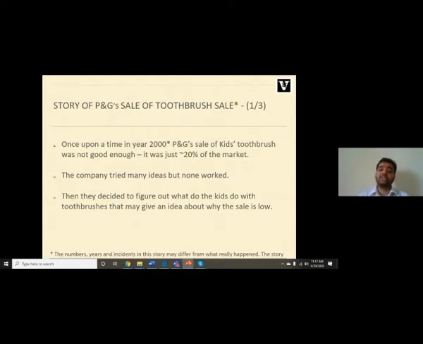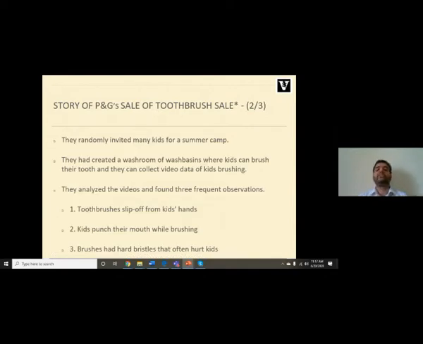After getting tired of all those things, they finally decided to figure out what kids do with toothbrushes that might give an idea about why the sales were low. To recognize why the sales were low, they randomly invited many kids to a summer camp. In the summer camp, they had created a washroom full of wash basins where kids could brush their teeth, so that they could collect video data of kids brushing. They collected a lot of videos, and then they started analyzing.